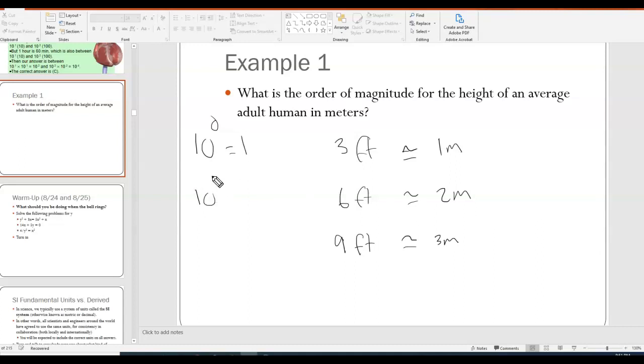Okay, 10 to the power 1 would be 10. And there are no average adult humans out there that have a height of 10 meters, or 30 feet. That would be pretty crazy. Okay, so hopefully you got that. Pause it there. If you have any questions, let me know.